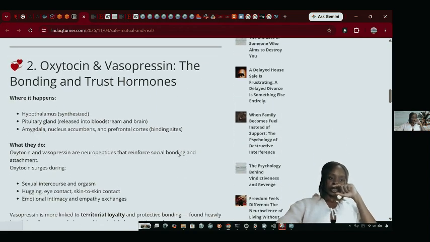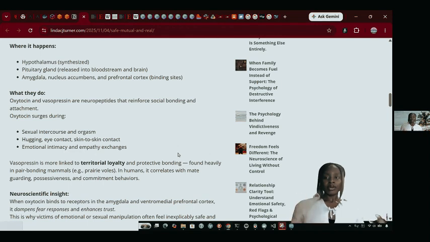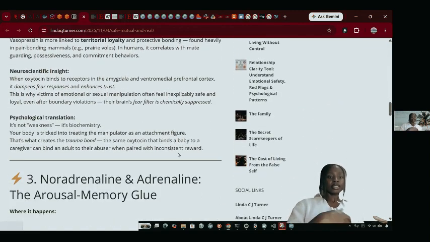Then we have oxytocin and vasopressin. Like we said, oxytocin is increased during physical interaction: hugging, eye contact, skin to skin, emotional intimacy, and empathetic exchanges. Vasopressin is linked more to territorial behavior and loyalty, right? In these cases, your body begins to see this person as someone you can trust, even if everyone is asking, why are you with this person? This is very terrible, you shouldn't be here. Or you feel like it is a good thing.